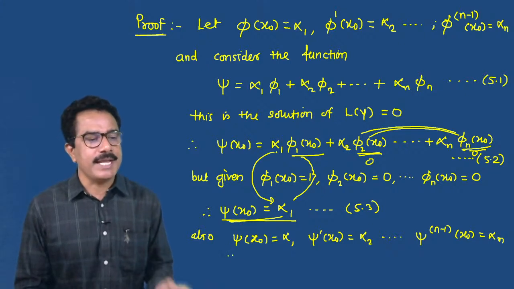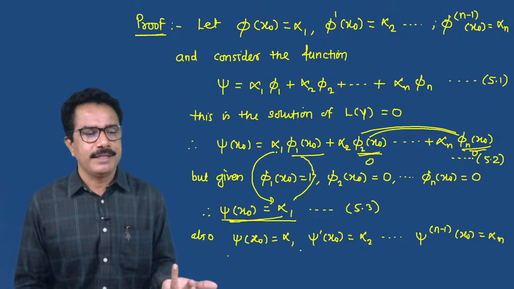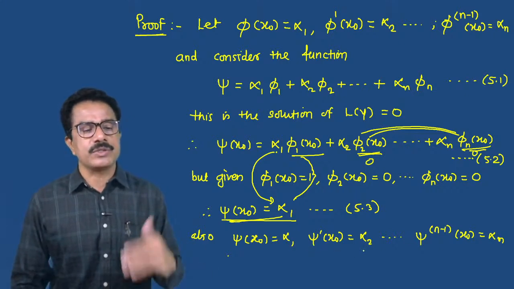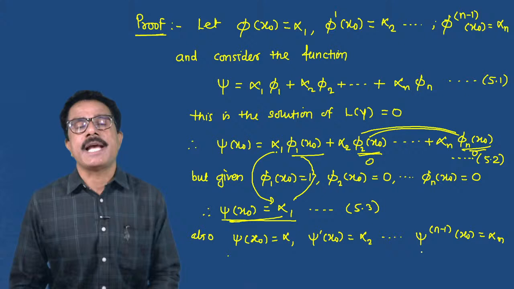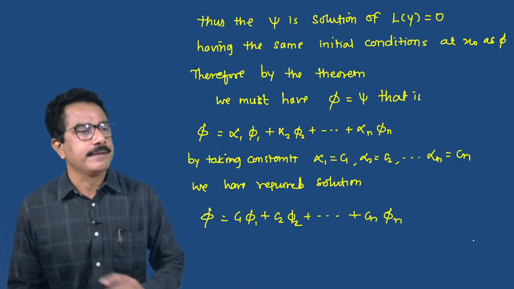Thus, we get psi(x0) = alpha1, then psi'(x0) = alpha2, ..., psi^(n-1)(x0) = alpha n.